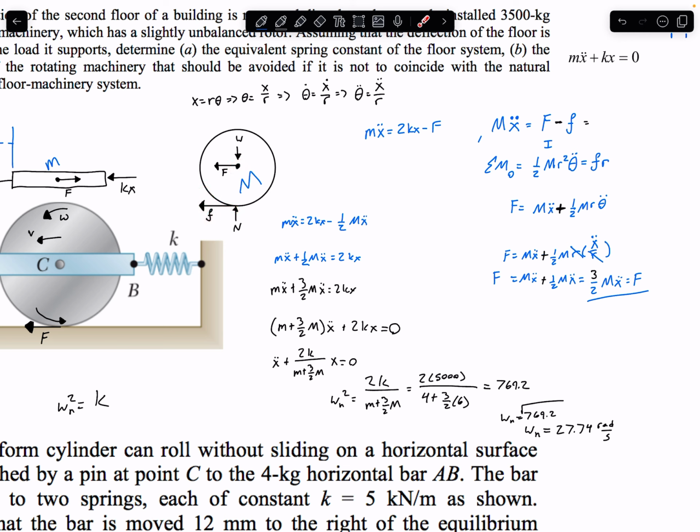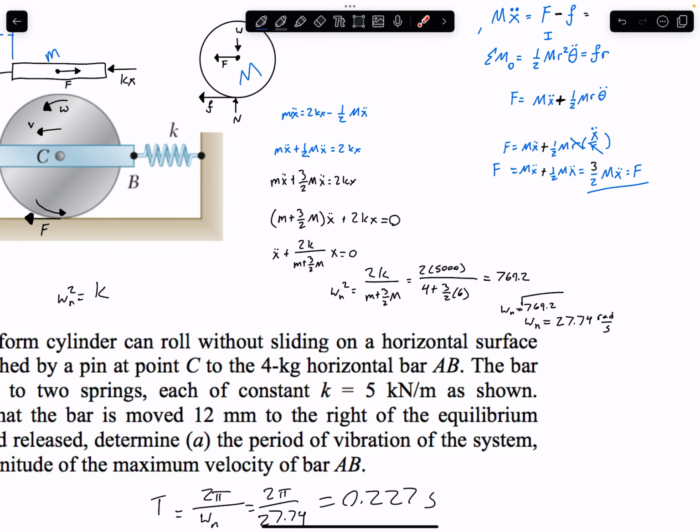So that is equal to 1/2 m r squared theta double dot, equal to friction times the radius. We can divide both sides by r, and we get friction is equal to 1/2 m r theta double dot. Then F is equal to m x double dot plus 1/2 m r theta double dot, and we know theta double dot is equal to x double dot divided by r. So we get m x double dot plus 1/2 m x double dot, which is 3/2 m x double dot equals F.